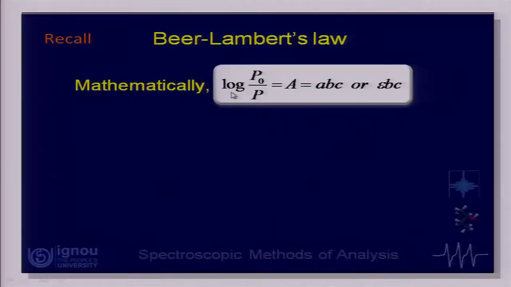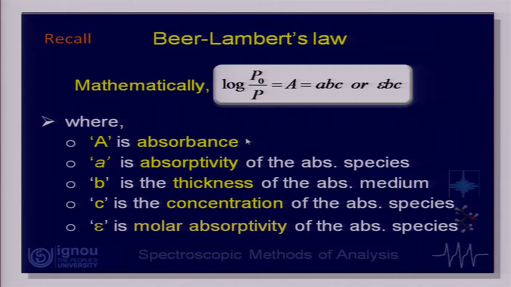You will remember that mathematically this law is put as follows: log of P naught by P is equal to A, that is absorbance, equal to abc or epsilon bc. And you remember that we defined all these terms in the previous session. A is called absorbance, which we will be using very often, and small a is the absorptivity of the absorbing species. b is the thickness of the medium, as I told before. c is the concentration of the absorbing species taken in the cuvette, and epsilon is the molar absorptivity. Okay, so that is about the Beer-Lambert law.